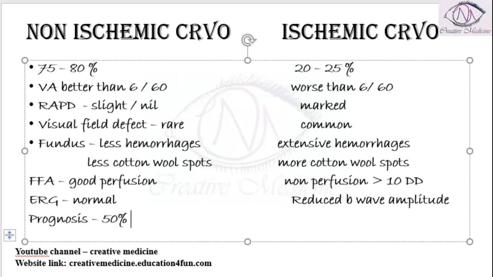Prognosis is almost 50% with 6 by 60 or better, whereas the prognosis of ischemic central retinal venous occlusion is that 60% of the patients will progress to rubeosis iridis, or the patient might progress to neovascular glaucoma in 60% of the patients.